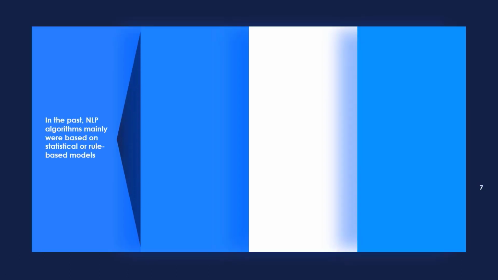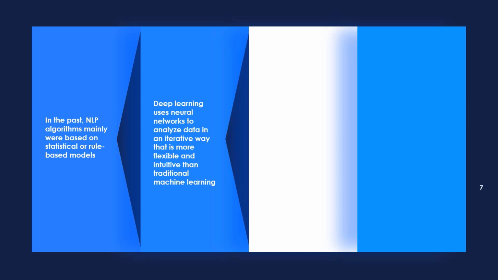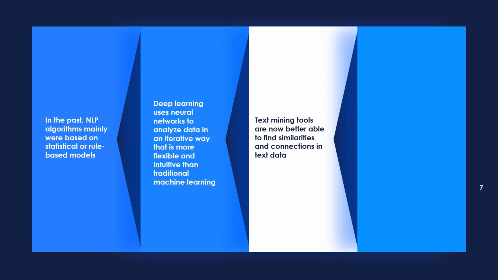In the past, NLP algorithms mainly were based on statistical or rule-based models that told computers what to look for in data sets. In the middle of the 2010s, however, deep learning models that work with less supervision started to become a popular alternative for text analysis and other advanced analytics tasks that use large data sets. Deep learning uses neural networks to analyze data in an iterative way that is more flexible and intuitive than traditional machine learning. Because of this, text mining tools are now better able to find similarities and connections in text data, even if data scientists don't know what they're likely to find at the beginning of a project.